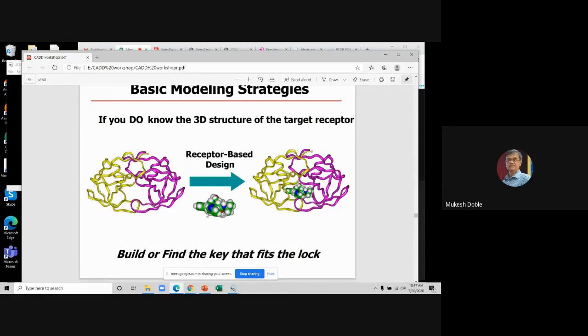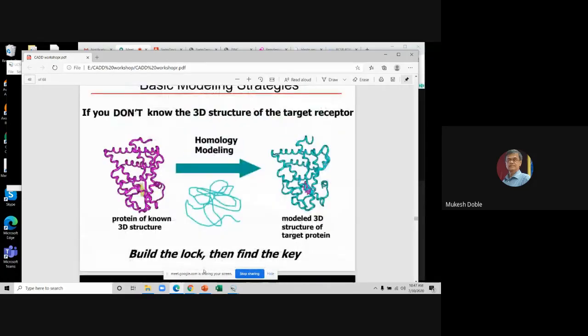Whereas if you do not have the lock itself, that means I don't have the 3D structure of my protein. I have 3D structures of proteins with similar similarity percentage. Then I take the 3D structure of those, that's called the template protein. Then I build the 3D structure of my protein, that's called the modeled protein. Okay, and then I start making keys which will open the lock. So it is like first building the lock and then finding the key.